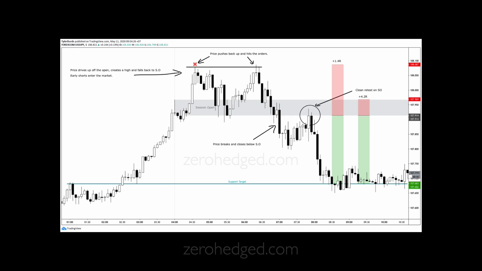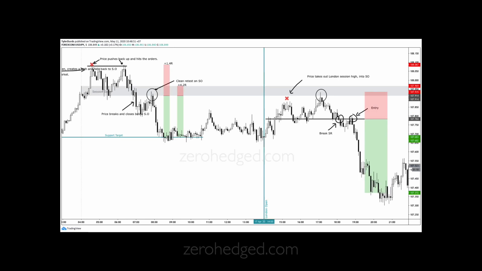Entry was at roughly 8 o'clock. Hit target by 8:30. A 30-minute trade, boom, out, close. Okay, that is us done. We come back tomorrow. So even if you had the conservative stop, 1.4R, you come back tomorrow, wonderful. And that's the beauty of this system.